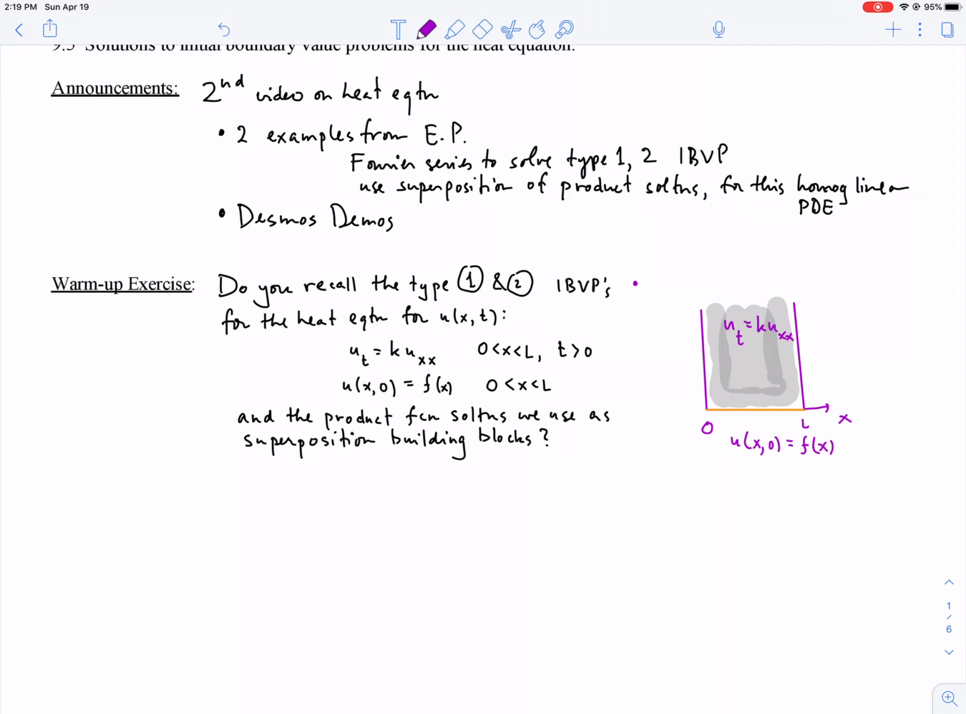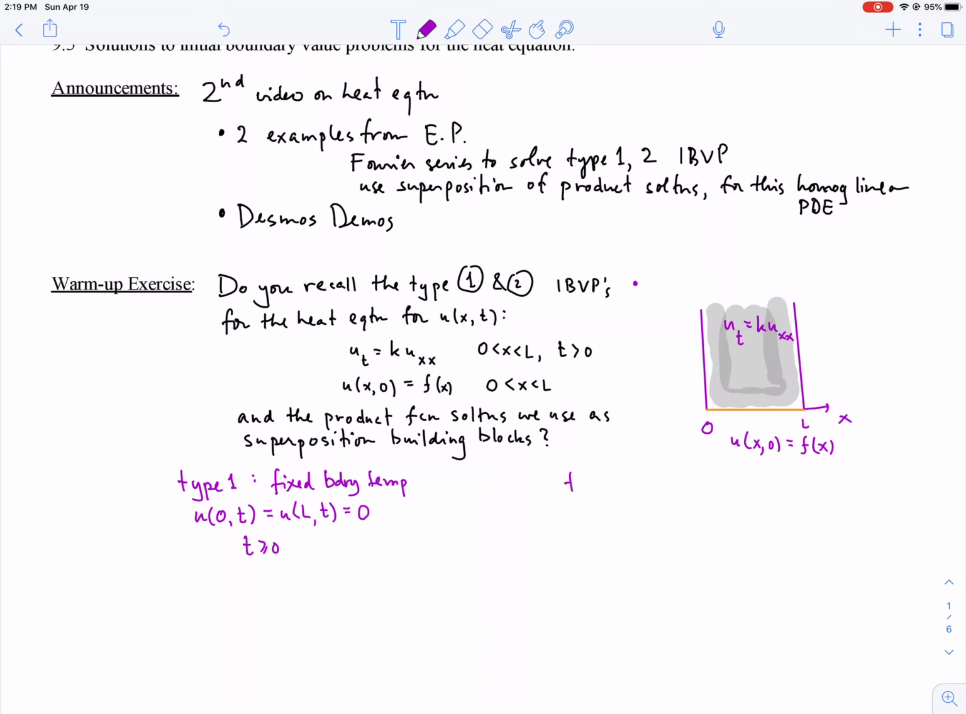And so type 1 was the fixed temperature, which by adding a constant and also potentially subtracting a linear function in x, we always study in this class where we fix the temperature on both endpoints to be 0. So type 1 was fixed boundary temperature.